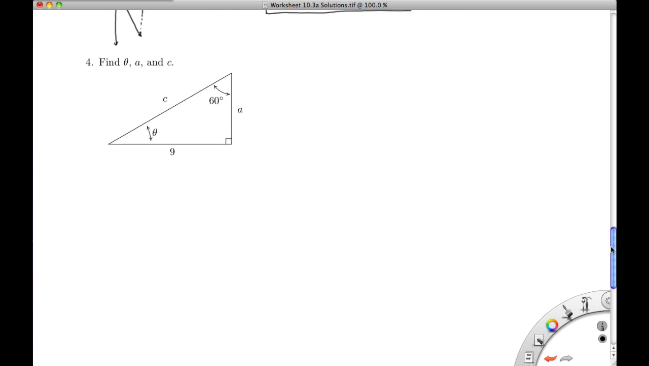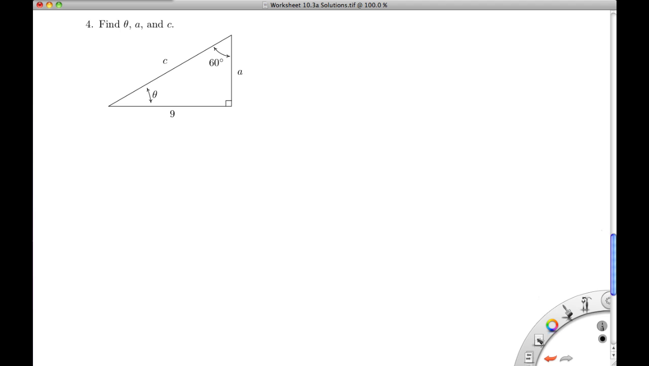Okay, so the last one, number 4, we're going to find theta, A, and C. Theta is definitely the easier of the 3 to get started with, so let's do that first. So we know that theta and this other acute angle are complementary, meaning that they have to sum up to 90 degrees. So we know that theta plus 60 degrees has to equal 90 degrees, which means that theta has to be 90 degrees minus 60 degrees, or that theta has to be equal to 30 degrees. And hopefully you kind of saw that right away, but that's how we would get there. So there's our theta.